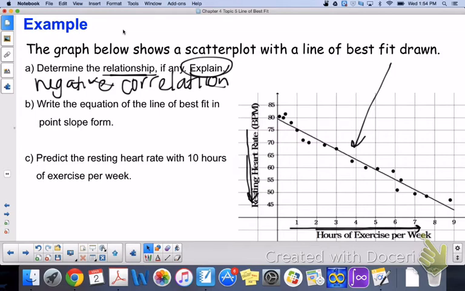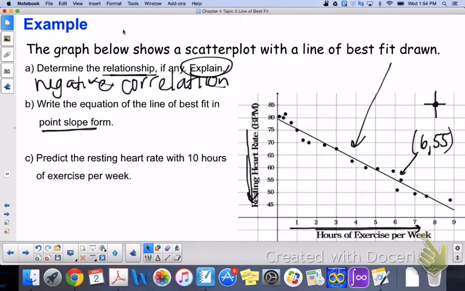Now, write the equation of the line of best fit in point slope form. What you want to do is look for a point that goes exactly through an intersection on the grid. I see one right here. That's the point (6, 55), so we're going to use that as our point.